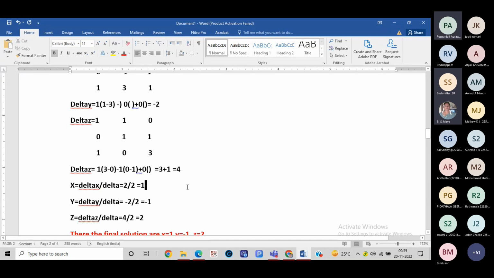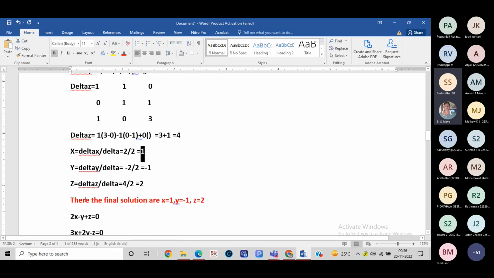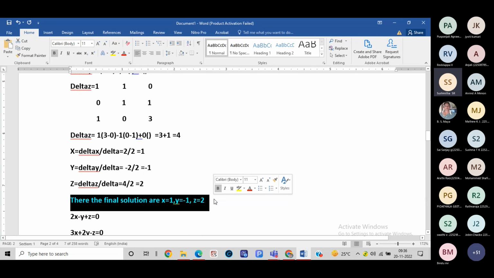Any doubt? I got delta x, delta y, delta z, but I should be finding what x is. Our intention in this problem is to find the unknown values of x, y and z. x is delta x by delta, that is 2 by 2. y is delta y by delta, minus 2 by 2. z is delta z by delta, 4 by 2. See, we are getting 1, minus 1, 2. The final solutions are these.